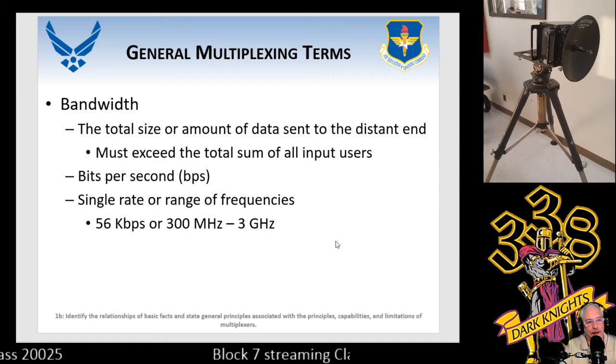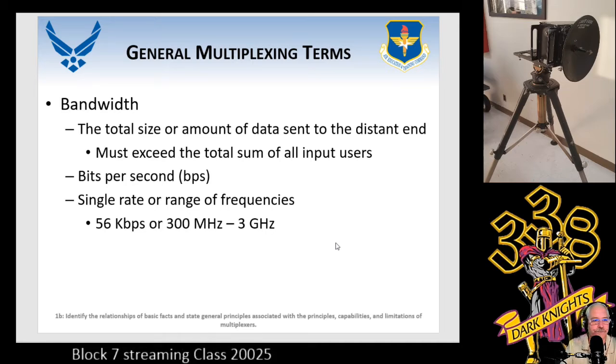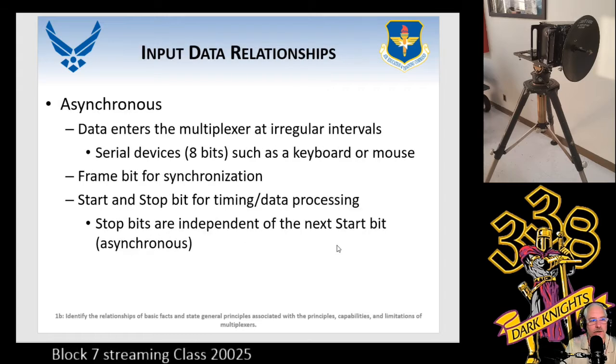Next up, we have bandwidth. Now, this can be looked at as the speed or what the frequency range is. Those are a couple different ways to look at bandwidth. Figure out what it's asking and then go with that part. Next up, we have async.